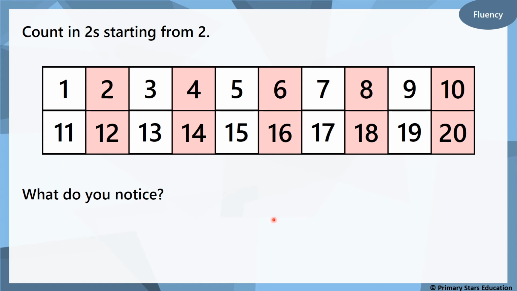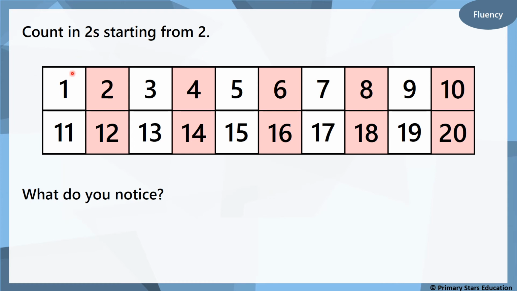What do you notice about the pattern when we're counting up in 2s? Have a bit of time to think about it or write down your answer and pause me if you need a bit more time. Okay, what have you said? What do you notice about the pattern?